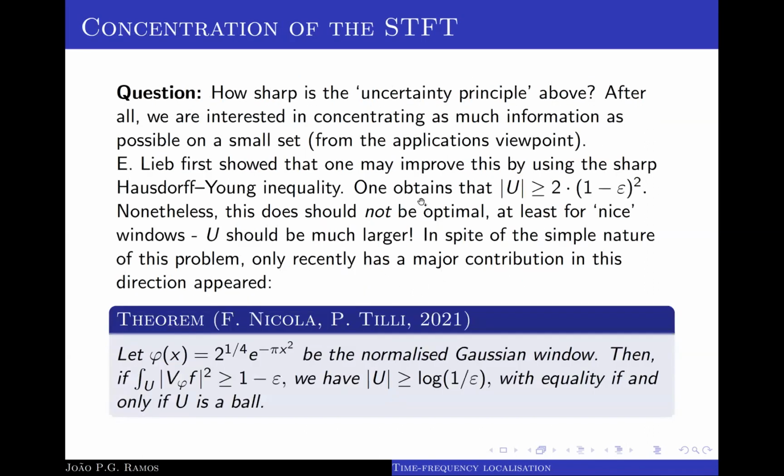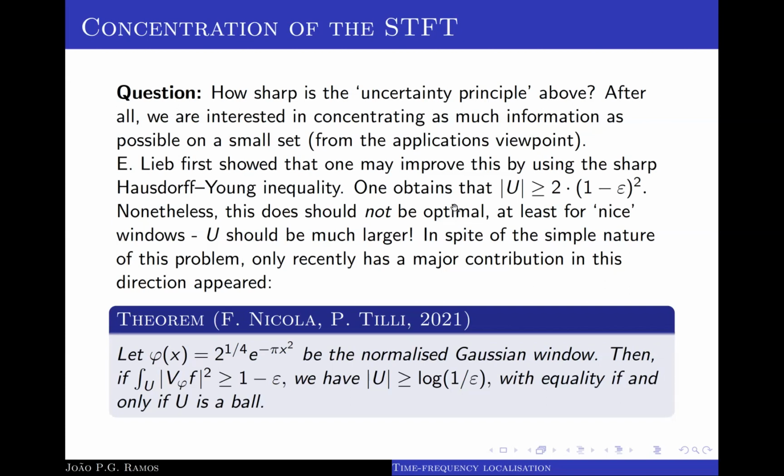And actually, just quickly on that, there is a first improvement of that, which was by Elliott Lieb first, by using the Sharp-Hausdorff-Young inequality. He could obtain that the measure of U is at least 2 times (1 minus epsilon) squared. With epsilon small, this is better than the other bound, but still conjectured not to be optimal for general windows.